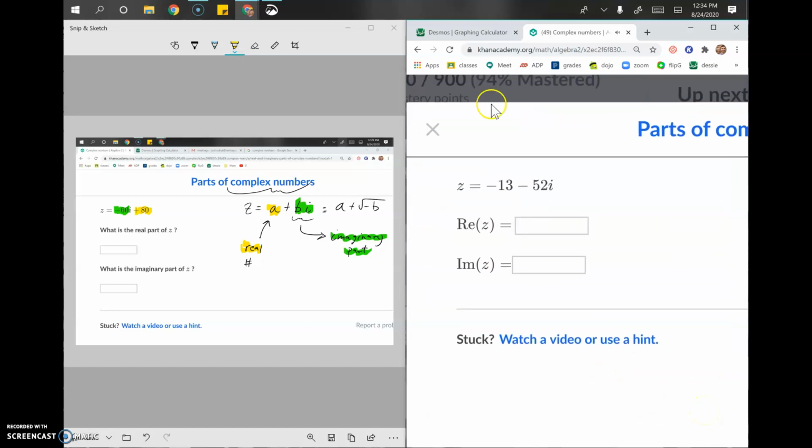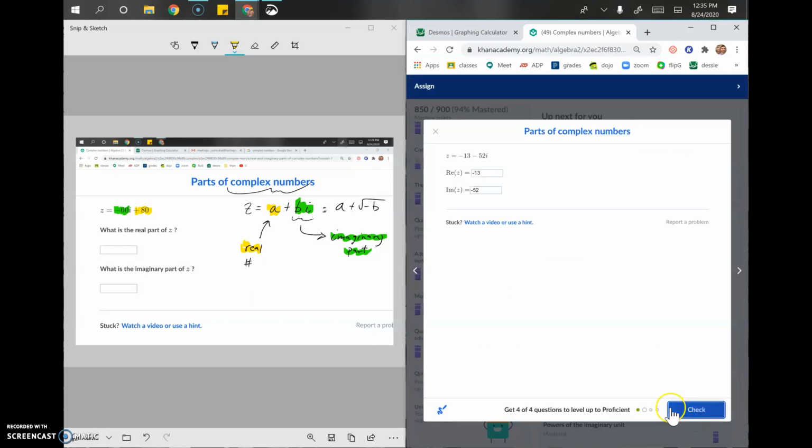All right, real part. We're looking for the number, negative 13. Sweet. Imaginary part, the number in front of i, negative 52. Boom, done.